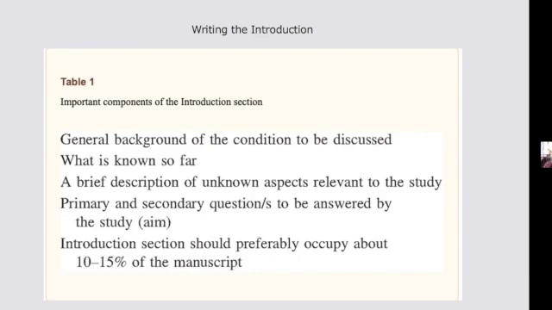And then of course, after you say that, you've already set the tone for your paper. You've already said, this is what's happening about this topic. These are the people who are talking about this topic, but these are the gaps in this conversation. And so this is where I come in. So there you go, the primary and secondary questions that will be answered by your study. This is where I come in. And of course, your introduction should occupy just about 10 to 15% of your manuscript. Okay, next.